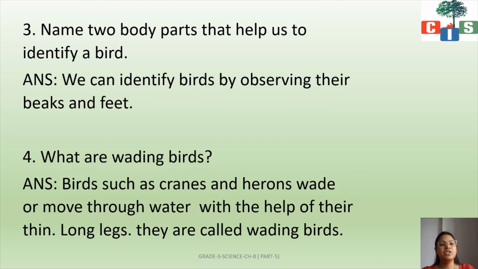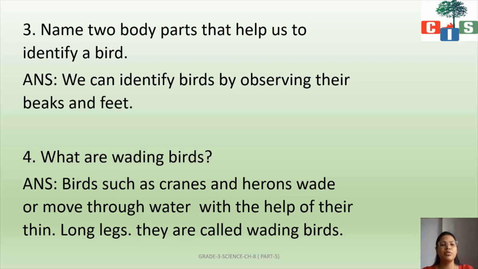Now question number 3. Name two body parts that help us to identify a bird. So how can we identify which bird it is? We can identify birds by observing their beaks and feet. Yes, because all birds have different types of beak and different types of feet. So by looking at the feet and the beak, we can tell which bird it is.